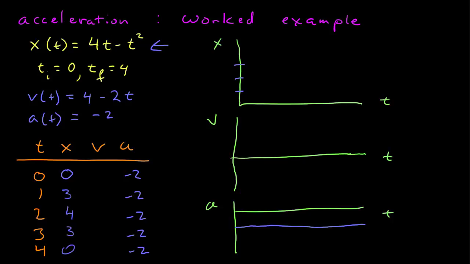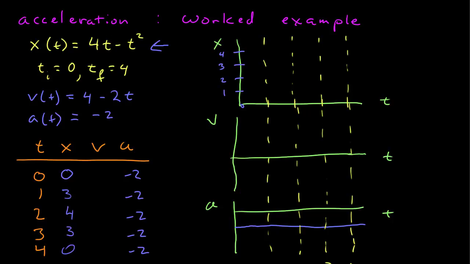So if I graph it, at 0, I have 0. At 1, I have 3. At 2, I have 4. At 3, I have 3. And at 4, I have 0 again. This is quadratic, so I know it has a parabola, and so it has a curved parabola shape.